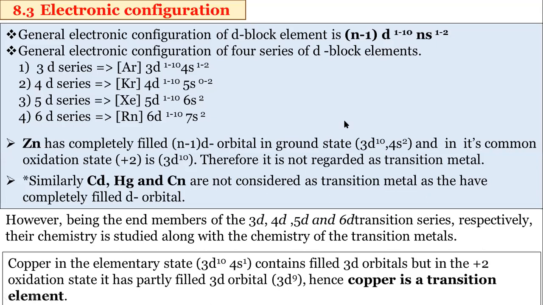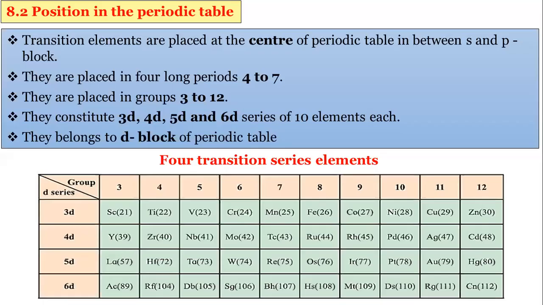If the general electronic configuration is asked in the board examination, we have to write that it is (n-1)d, where n can be 4, 5, 6, and 7. According to this series, in this case the value of n is 4, in this case n is 5, in this case n is 6, and in this series the value of n is 7. n minus 1, that is 4 minus 1, gives the 3d series.